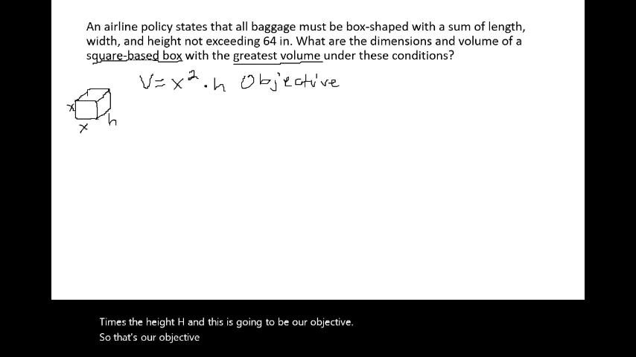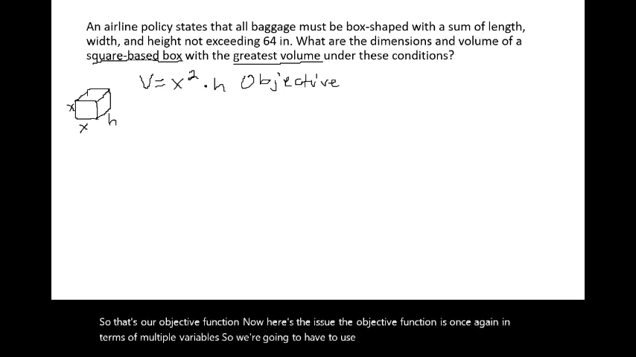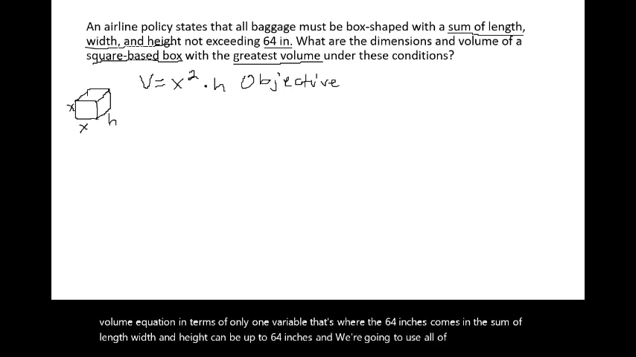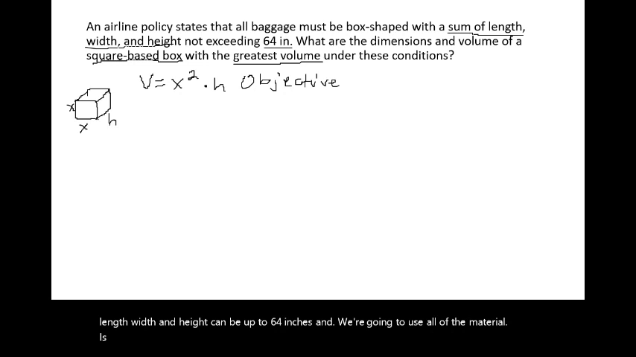Now here's the issue. The objective function is, once again, in terms of multiple variables. So we're going to have to use a constraint function to rewrite the volume equation in terms of only one variable. That's where the 64 inches comes in. The sum of length, width, and height can be up to 64 inches. And we're going to use all of the materials available, and we're going to use the 64 inches.